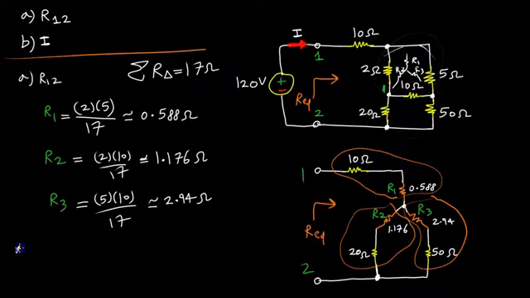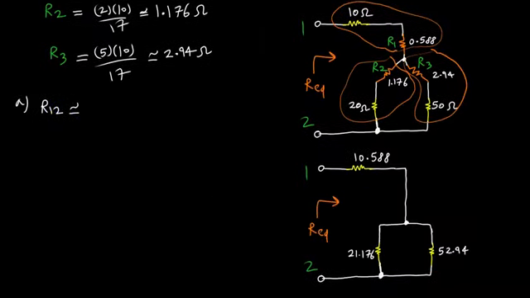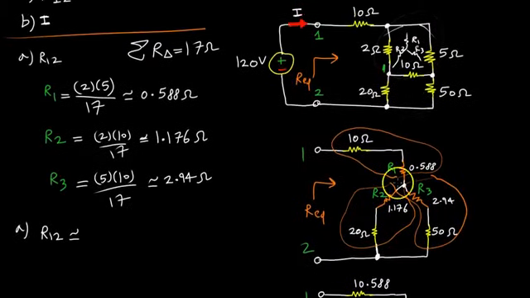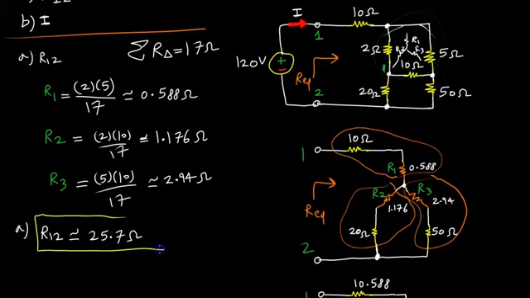So for part 1, we found that R12 is roughly equal to, let's approximate it, 25.7 ohms. So let's understand what we did here. We went from a circuit where we didn't know how to find the equivalent resistance, to a simplified version where we could do that.